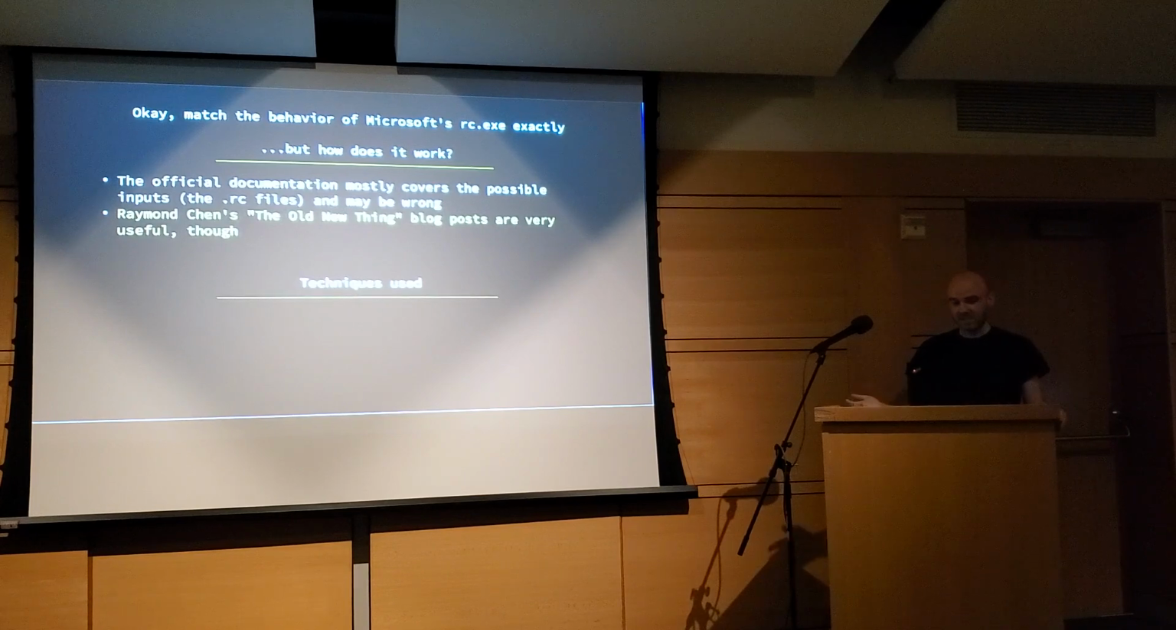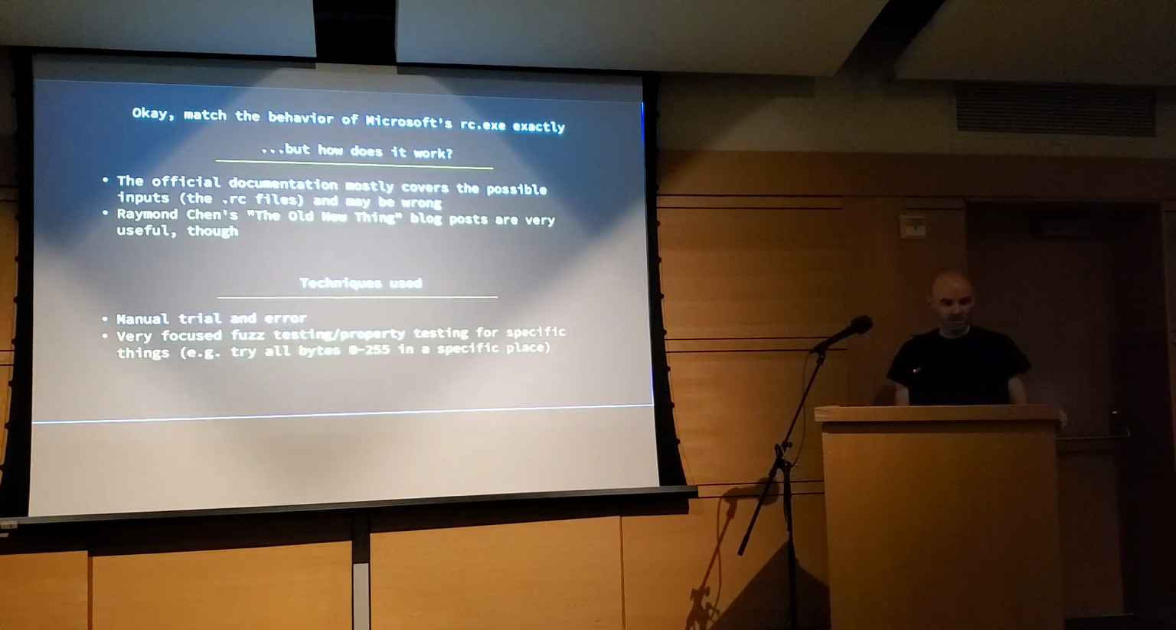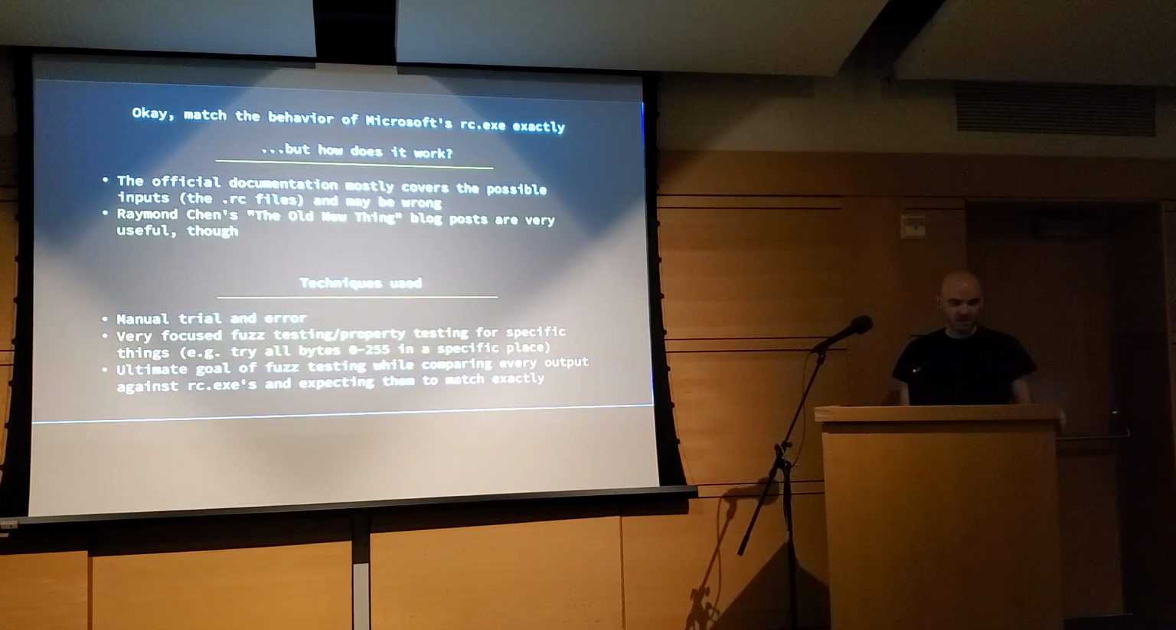So some techniques I used to help is just manually trying things, just writing weird resource scripts and seeing what happens. I also did some very focused fuzz testing, property testing type stuff where I just take one position and manually, or just iterate over every possible byte, stuff like that. And eventually I wanted to get to just general fuzz testing where every input is run through my version and the Windows version, and the outputs are compared to make sure that they're the same.